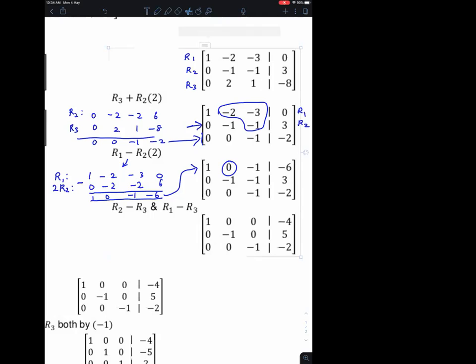Okay, the next step. Some of them it might be too easy to do. The next step, we are doing 2 operations together. Subtract row 3 from row 2. Then you subtract row 3 from row 1.